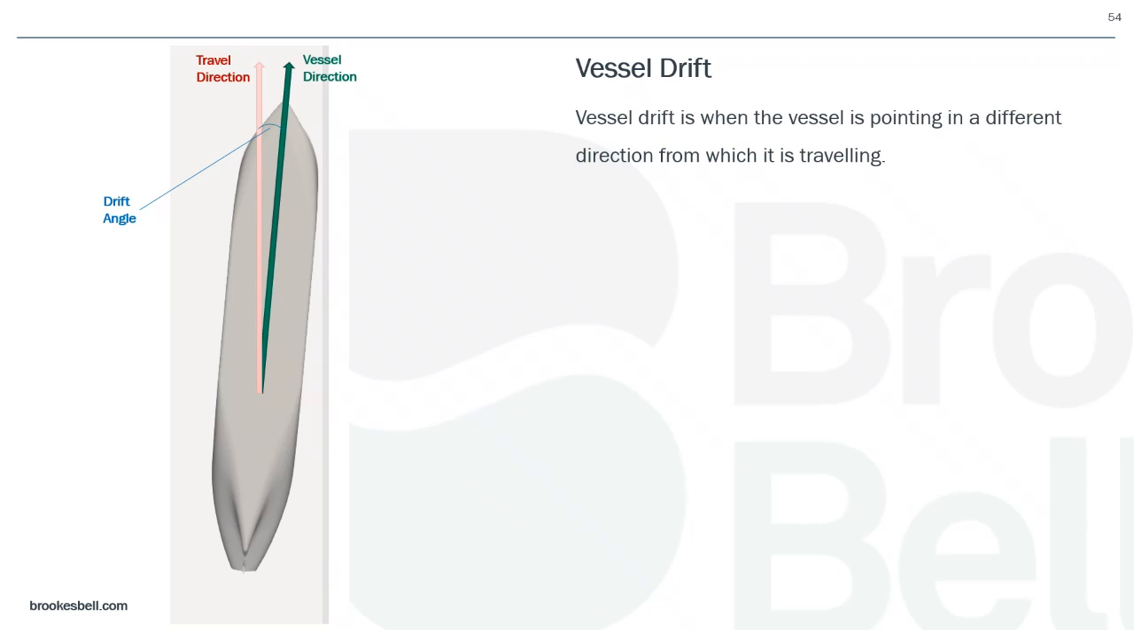waterways. So vessel drift is when your vessel is actually travelling along the red arrow there, straight on up, but it's oriented slightly differently. So the vessel is actually oriented along the green arrow. The drift angle is the difference between your travel direction and your vessel direction. And as I say, this is very common, and so it's important to understand if this has an effect. You'll almost always get this in real world situations.